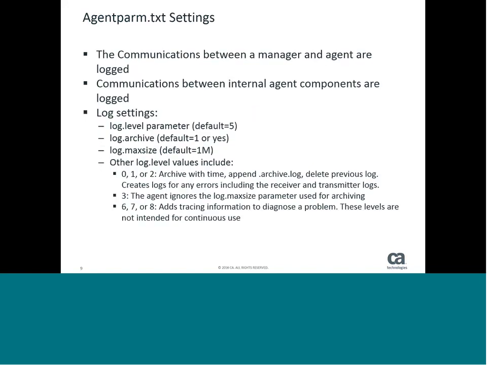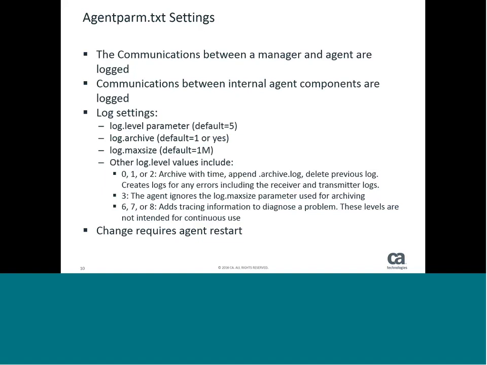Now, in order to manage the log files within the agentparm.txt file, what you see in front of you are the settings for log files. We're going to concentrate really on the bottom half of this slide. The default log level is 5. And whether or not you want to archive the log files is also controlled within the agentparm.txt file. The default equals 1, or yes. If you want to turn off archiving, just simply set the log.archive setting to 0.